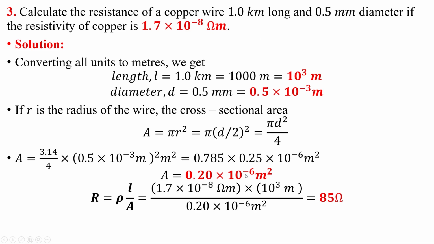We know that the resistance of the wire depends on the length. If the length is higher, the resistance would be higher. With the increase in the length, the resistance would also increase, because the electrons would face opposition in their flow. So you can see over here that 1 kilometer of copper wire will have a resistance of 85 ohm.